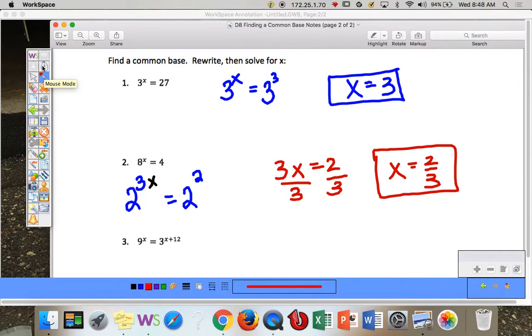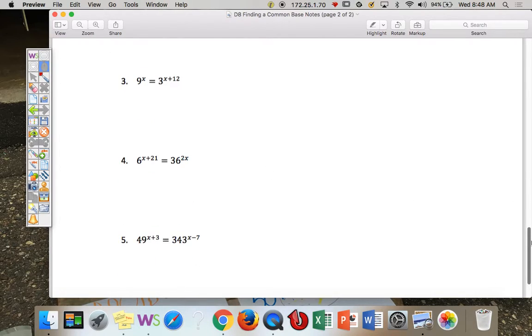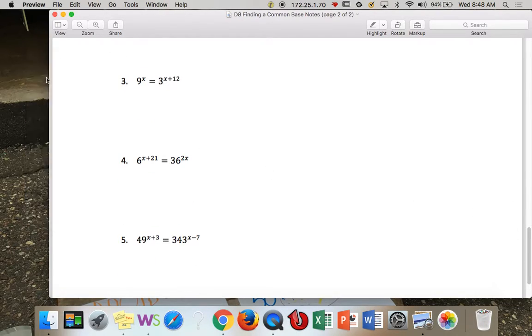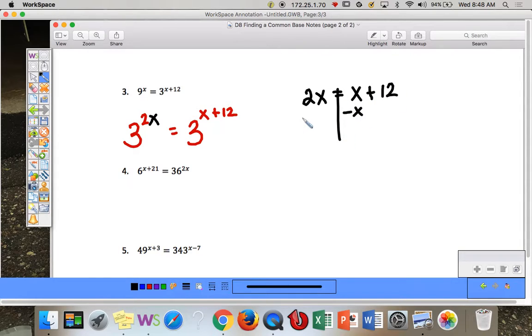So again, your goal is to rewrite so they have the same base. Then you can ignore the bases, look at just the exponents, and set them equal like we did yesterday and solve. Let's take a look at number 3. We have 9 and 3. So you find a common base, and that would be 3. This can be written as 3 squared. There's the 9. Remember, there's the x there. And that equals 3 to the x plus 12. So now we have this equation, 2x equals x plus 12. Let's get the x's on one side. Let's get rid of this x here by subtracting, and we get 1x equals 12.